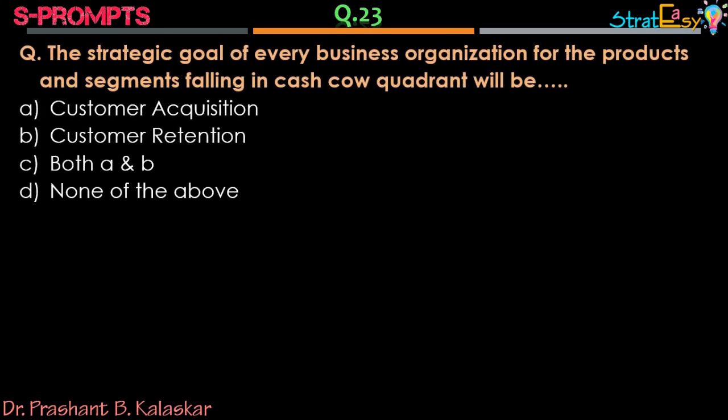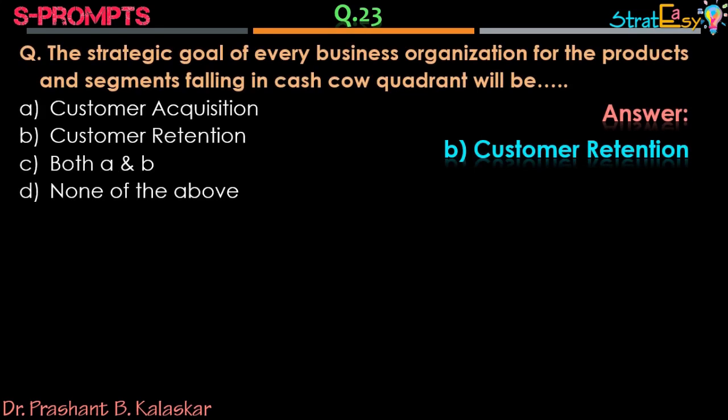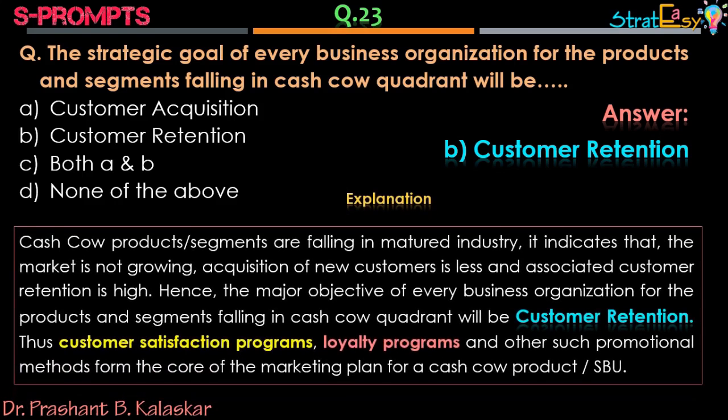Question number 23. The strategic goal of every business organization for the products and segments which are falling into cash cow quadrant will be, and the right answer is option B, customer retention. Cash cow products or segments are falling in the matured industry. It indicates that the market is not growing, acquisition of new customers is less, and associated customer retention is high.